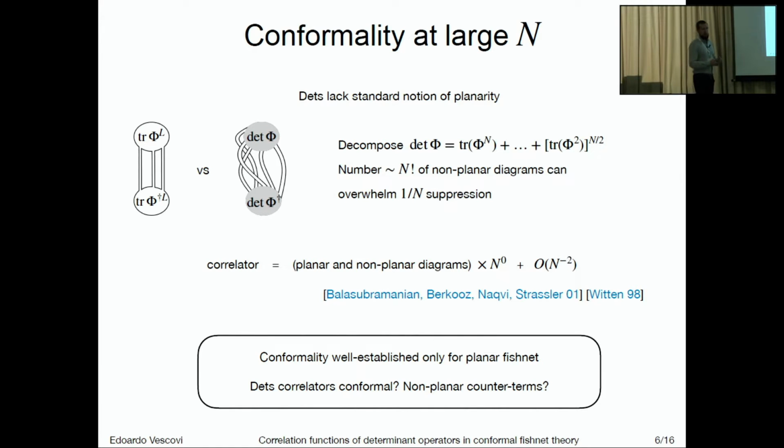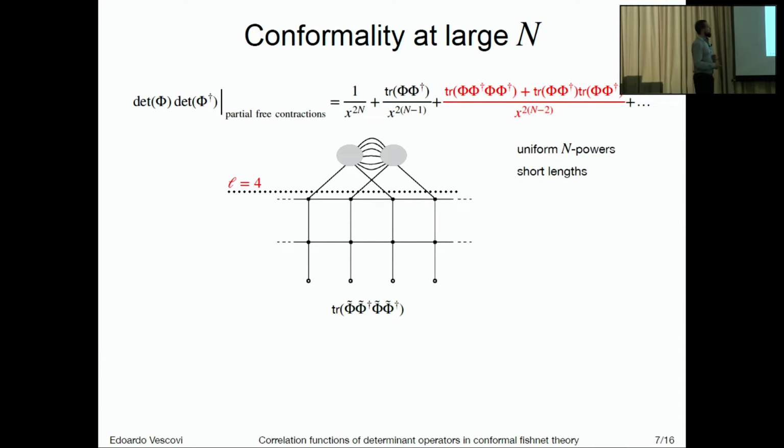Because, as I said briefly at the beginning, the conformality is well established only for the planar fishnet. So what does it mean? Does it mean that these correlators of determinants would lose their conformal properties? Does it mean that we have to first study the renormalization of the theory beyond the large N limit, more fundamental first-principle problems? And the answer to these questions turns out to be negative if we think a bit more carefully about the expansion of these correlators.